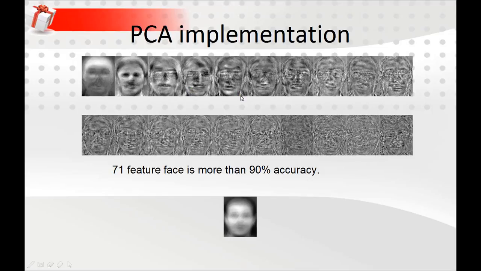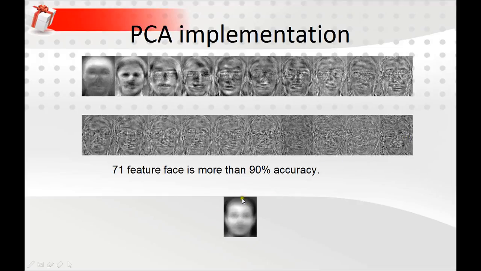Less features. So we just need 70 features. We get 20 features, and we only need 70 features. And it's more than 90% accuracy, because this is so trivial. You don't need to care about that.